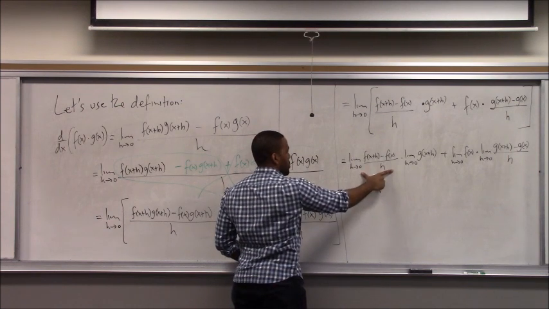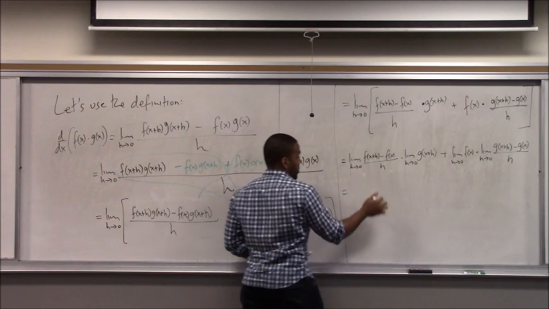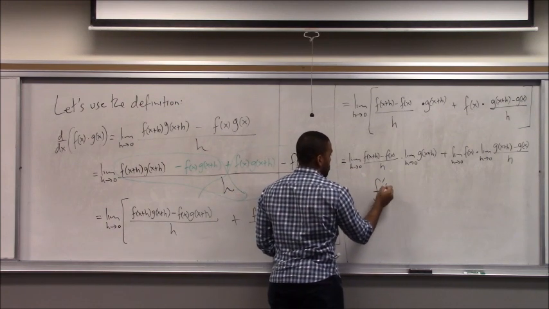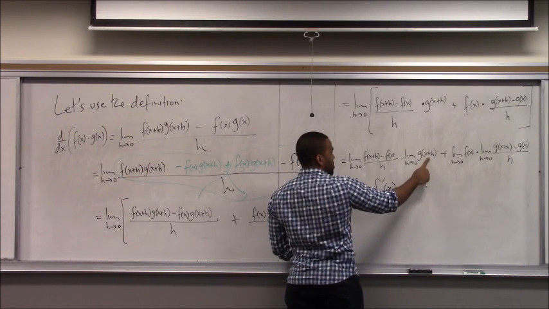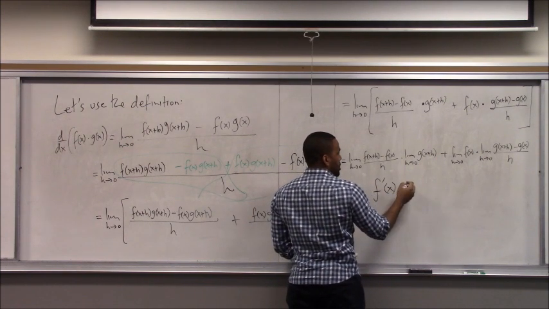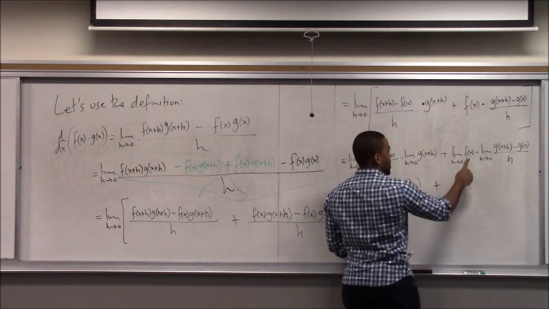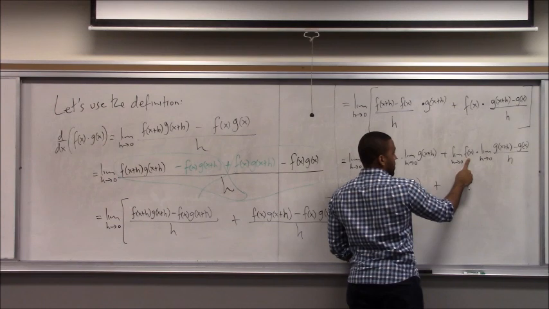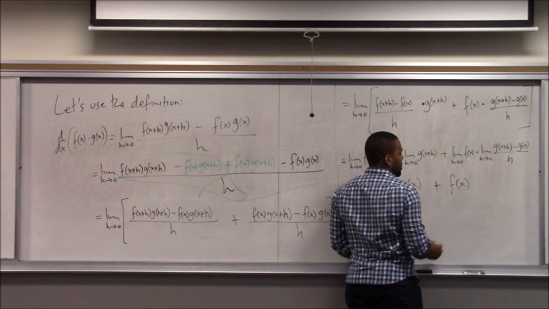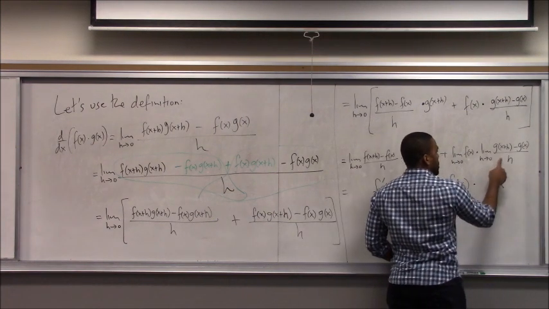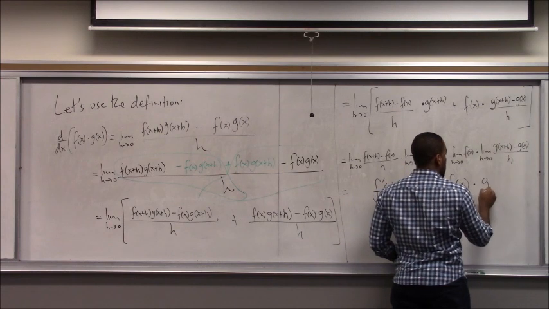This part here, the first limit. That's the definition of the derivative for f. So the first part is just f prime of x. Now, as h approaches 0, for this function I just plug in h equals 0, and that leaves me with g of x. Plus, here, the limit as h approaches 0 of f of x, well, there's no h, so it's not going to do anything at all. And here, now I have the definition for the derivative of the function g, that is g prime of x.